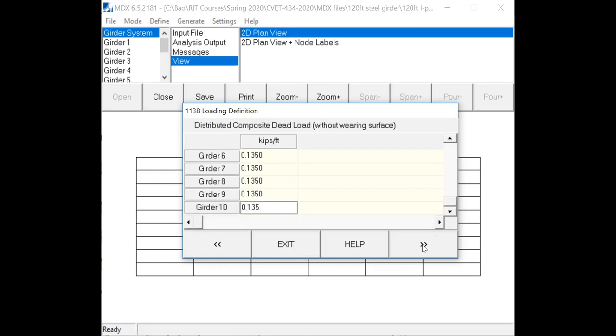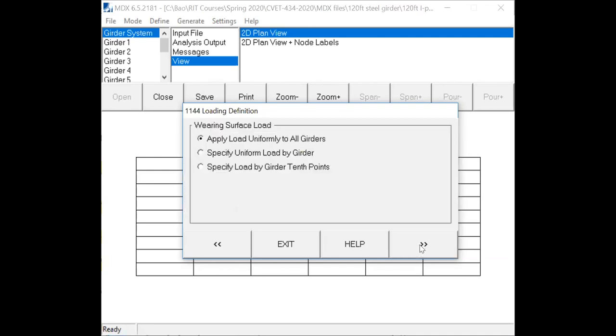Okay, so go to the next. And a varying surface load applied uniformly to all girders. Okay, so we'll use that because it's composite load applied uniformly to all girders. And go to next. And this number is based on our calculation of the load.